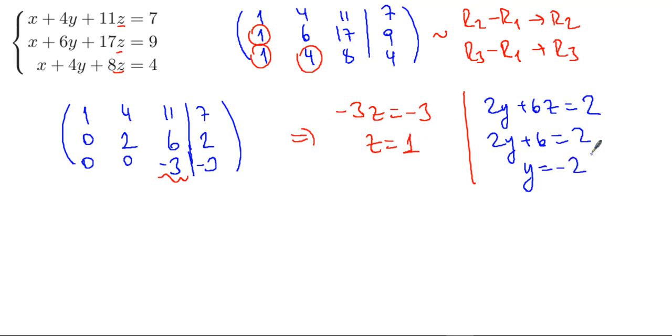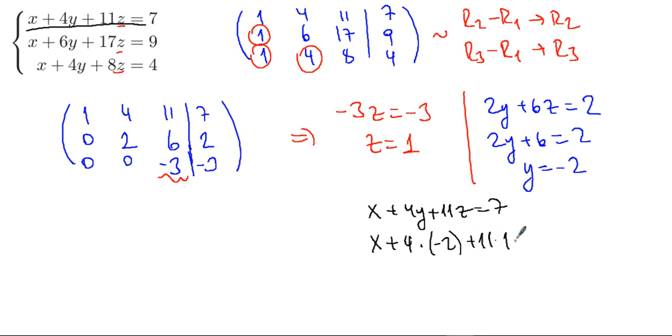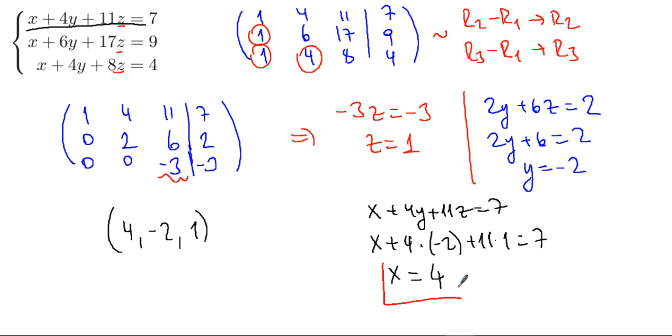Now we have found z and y. We'll use the first row to find x. So x plus 4y plus 11z equals 7. I'm using the original equation here. Now I'll replace z and y. It will be x plus 4 times minus 2 plus 11 times 1 equals 7. So from here, x will be 7 plus 8 minus 11, which is 4. So your solution is 4, minus 2, and 1. So x equals 4, y equals minus 2, and z equals 1.